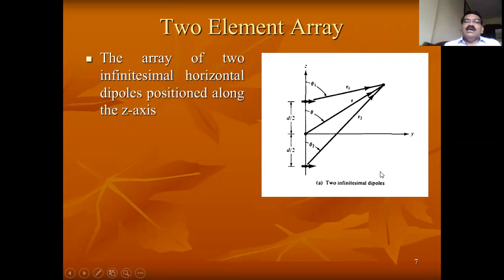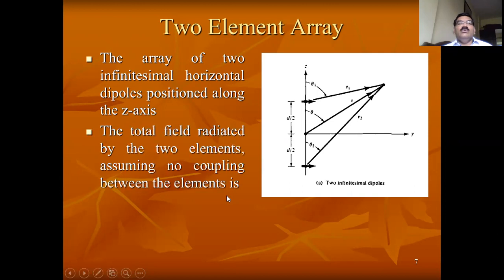So now we will start with the elements. The array of two infinitely small horizontal dipoles positioned along the z-axis. So here the basic infinitely small dipoles are taken. Now, the total field radiated by the two elements, assuming no coupling between the elements. So we assume that there is no coupling between the elements.